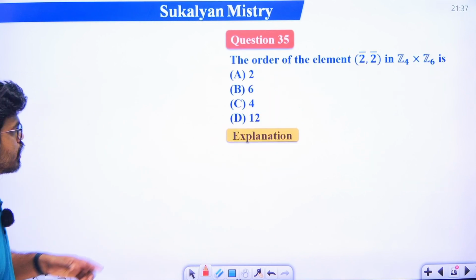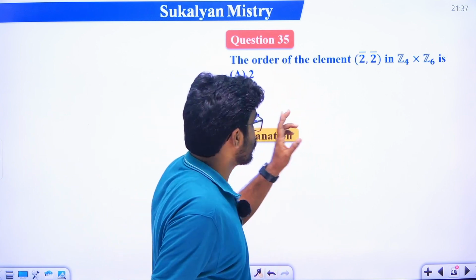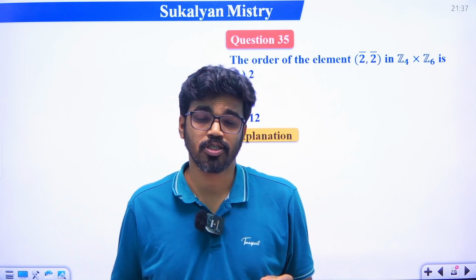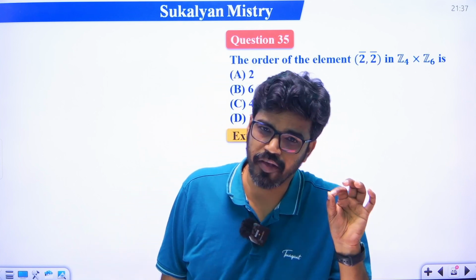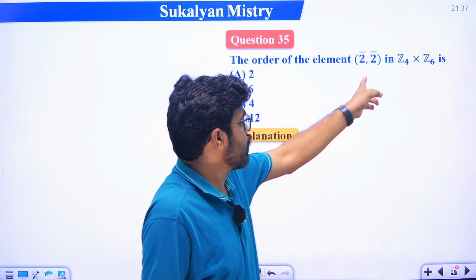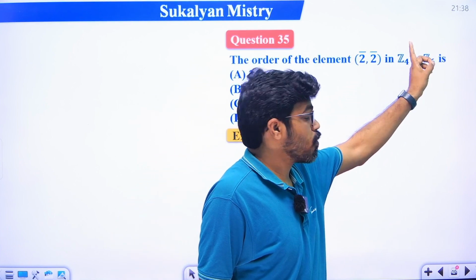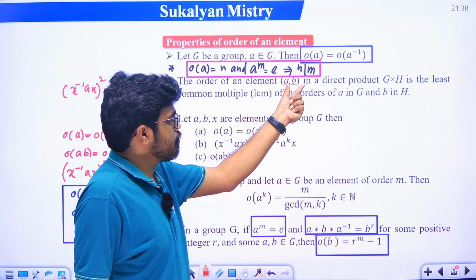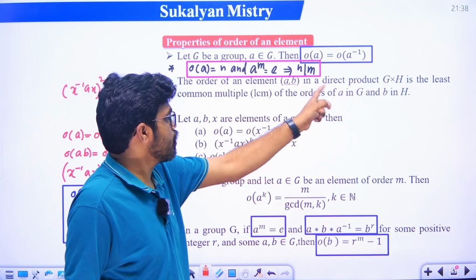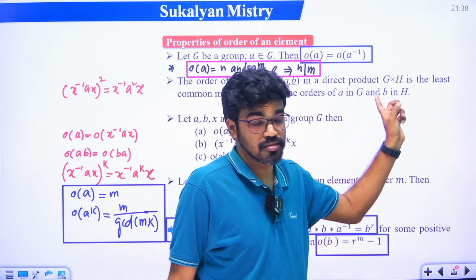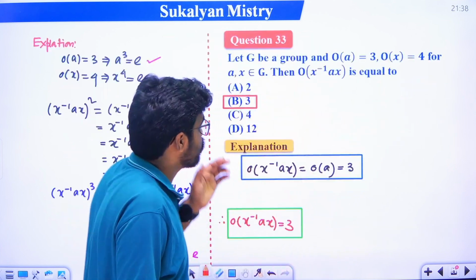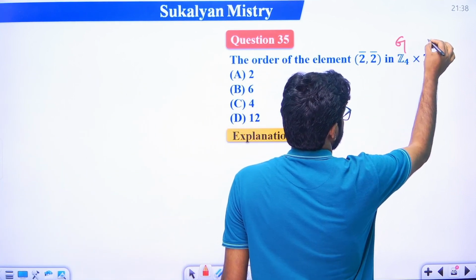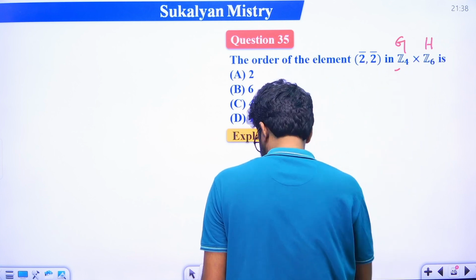So next, see, I was discussing this property, the order of an element (a, b) in the direct product G cross H is the LCM of the order of a in G and the order of b in H. See this property, the order of an element (a, b) in the direct product G cross H is the least common multiple of order of a and order of b in G and H respectively, okay. So first, to solve this problem, consider G is a group, H is a group, Z4 is a group, Z6 is also a group.